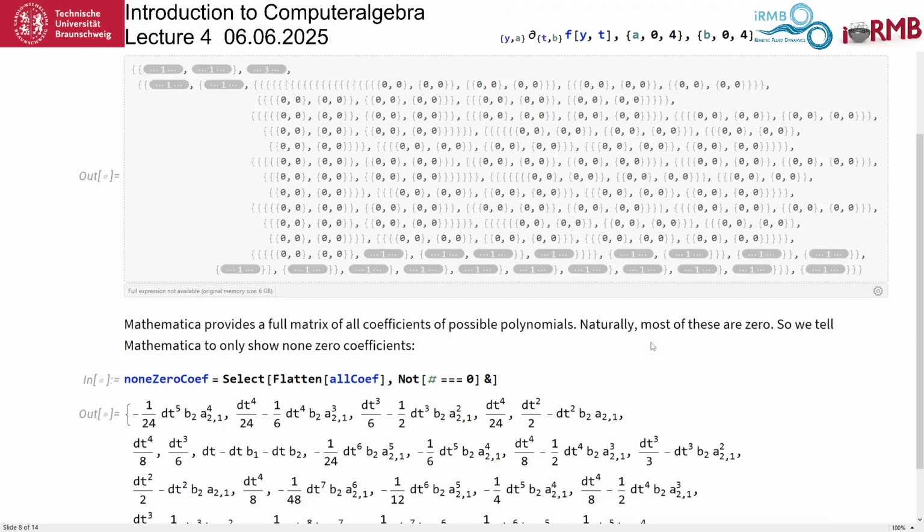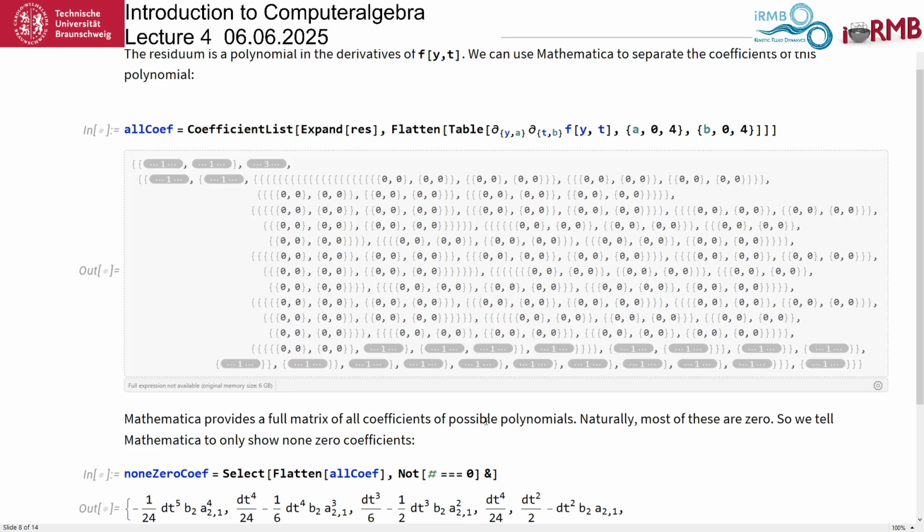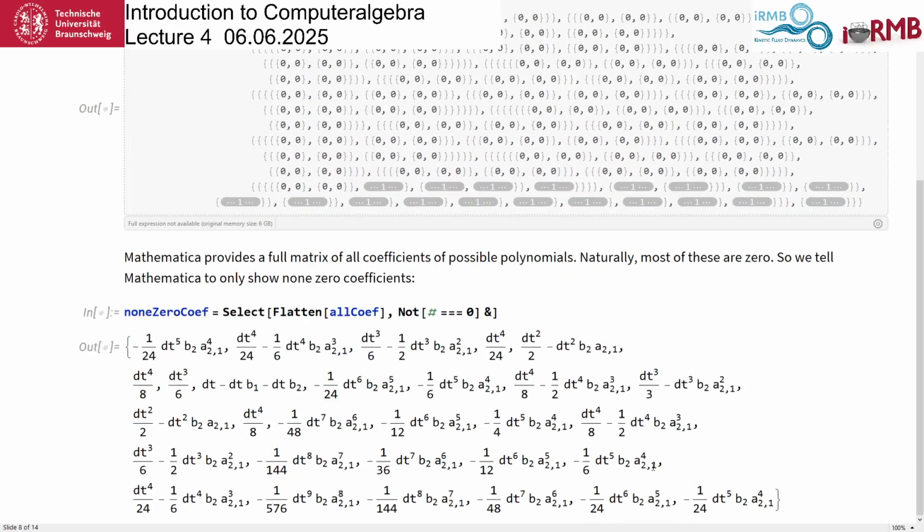Then we get an ugly result. I did not put a semicolon on purpose here, so that you get to see that most of this is empty, because Mathematica provides a full matrix of all coefficients of possible polynomials. Naturally, most of these are zero, so we tell Mathematica to show only non-zero coefficients, which we can do by using Select and lambda functions.